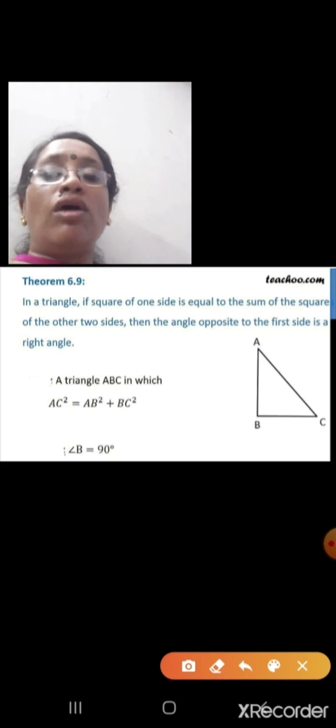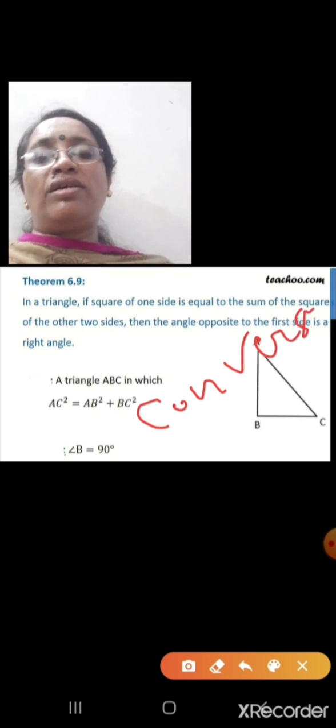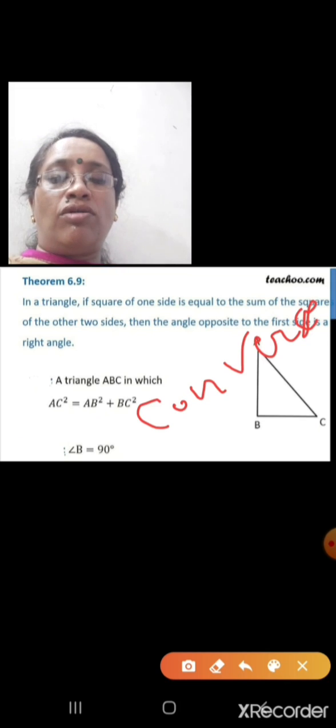One more theorem is there, that is theorem number 6.9. That theorem is the converse of Pythagoras theorem. How can we state that converse? Converse means that in a triangle, if the square of one side is equal to the sum of the squares of the other two sides, then the angle opposite to the first side is a right angle. There it is given a right triangle; here you have to prove the right angle.